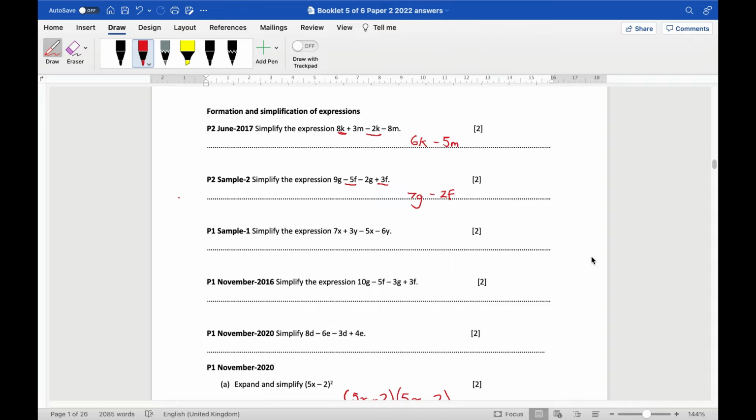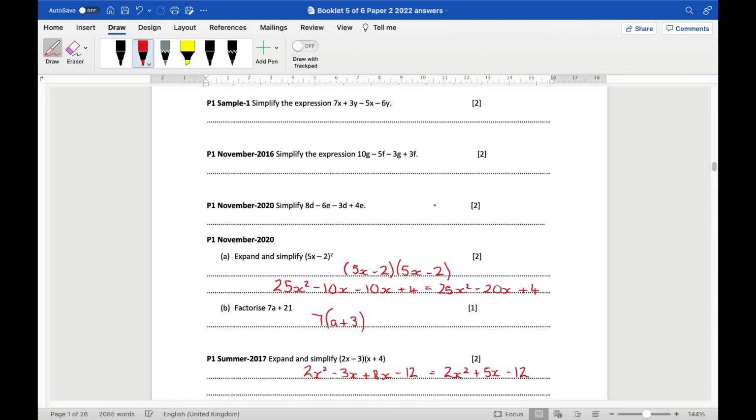But where would I quite encourage you to be careful? The second one, if that term is negative, people often read that as 5f, and it's minus 5f that I'm then adding 3f to. So if you think of a number line, minus 5, add 3, well, we're still at minus 2, aren't we? So 9g take away 2g is 7g, minus 5f plus 3f is minus 2f.